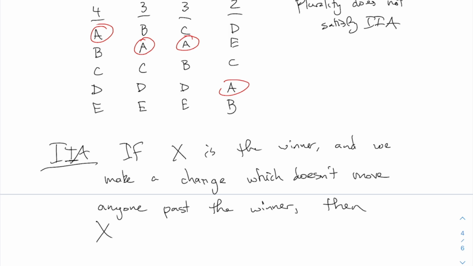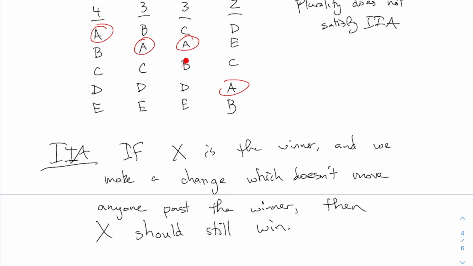Then X should still win. This is the IIA criterion. If X was going to win, and then we make some change which doesn't actually move anybody up past X, you're just rearranging people on their own without moving them past the winner, then the winner should stay unchanged. All right? So the correct answer to this question from the homework, does anybody see how you could do it?